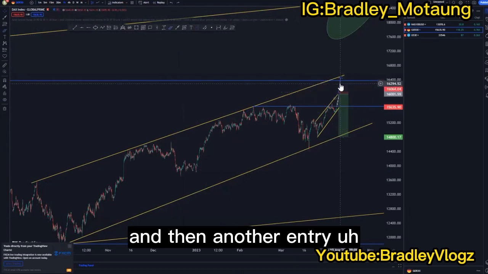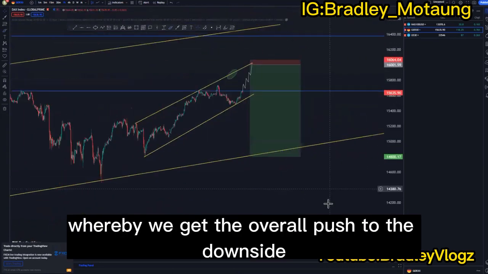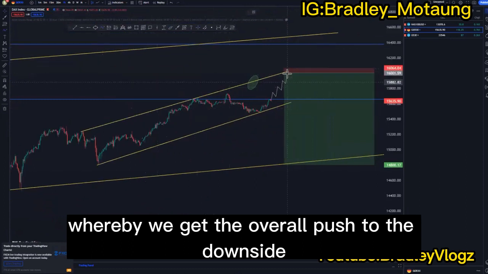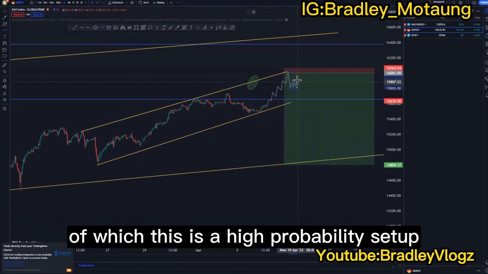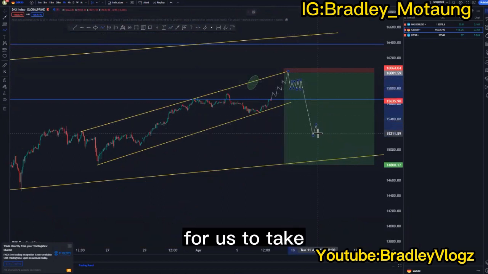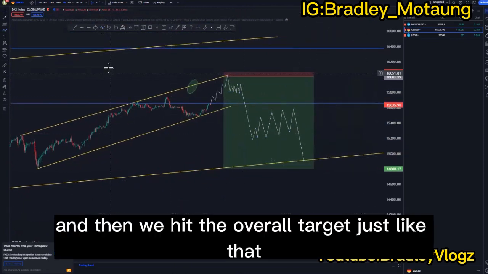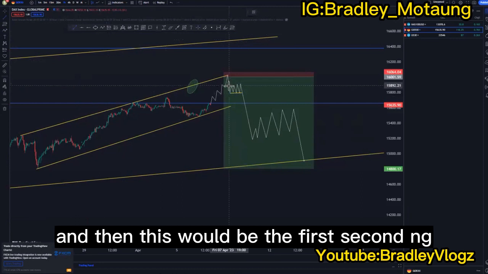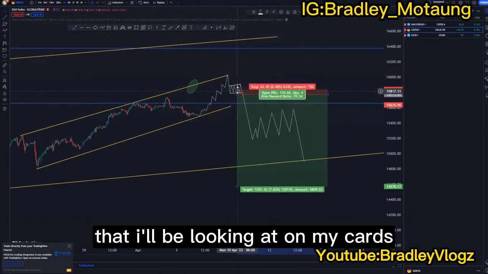And then another entry criteria that I'm looking at is whereby we get the overall push to the downside, and then we get the first tight flag, of which this is a high probability setup for us to take. And then this would be the larger flag at the amber zone, and then we hit the overall target, just like that. And then this would be the second entry that I'll be looking at on my charts.